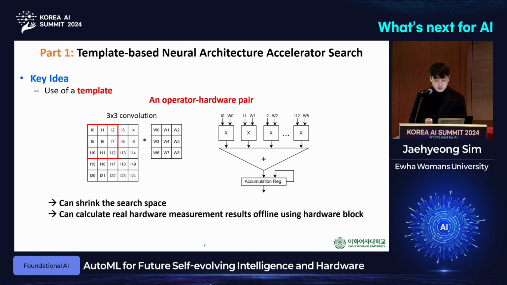So our key idea here is that we use something called a template. Here we define a template as an operator and hardware pair. So for example, we have a 3x3 convolution here, and corresponding to this operator, we have this adder tree based hardware architecture.